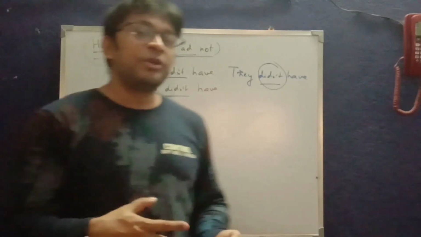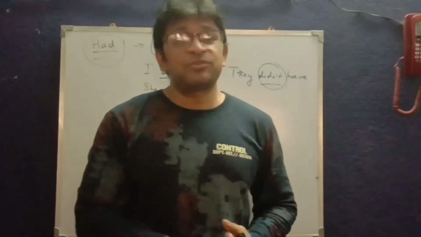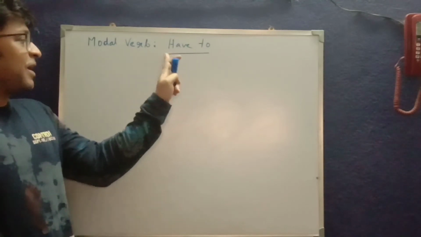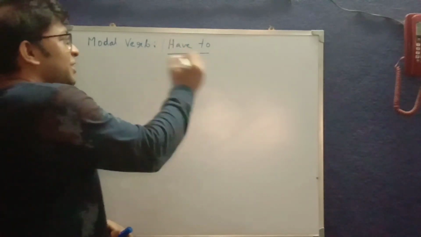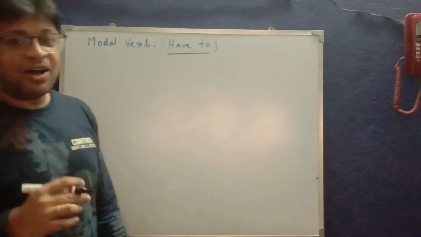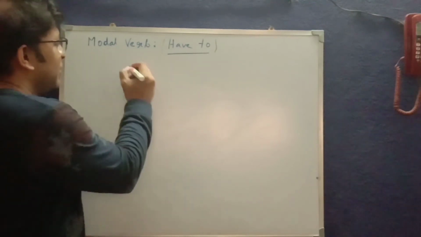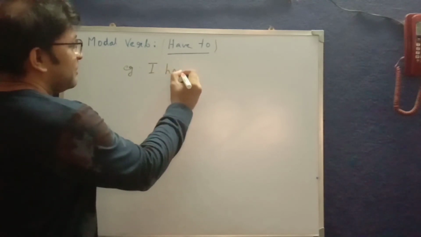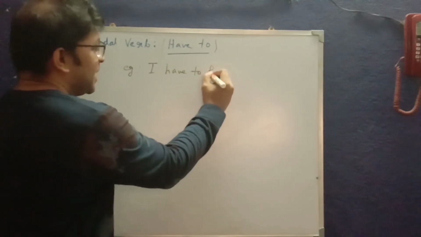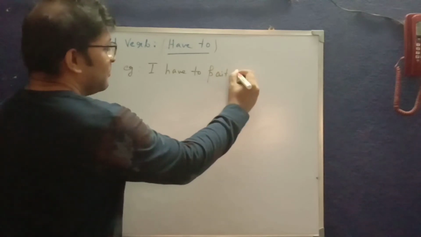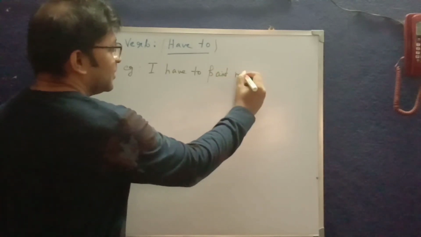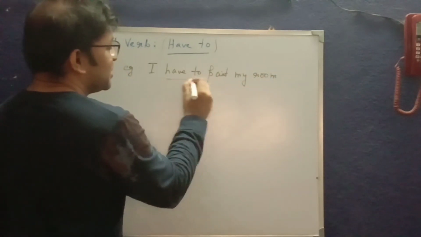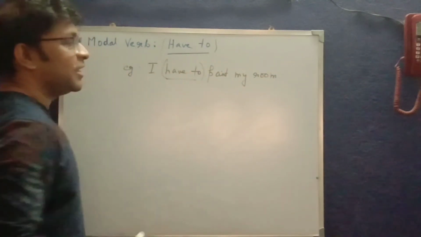So, now we are going to the modal verb where have to is used. This one is the last one where we have to use this portion. We have to use this thing in a sentence. So, how are we going to make the sentence correct? For example, suppose I have to paint my room. So here we can see how the thing is being used.